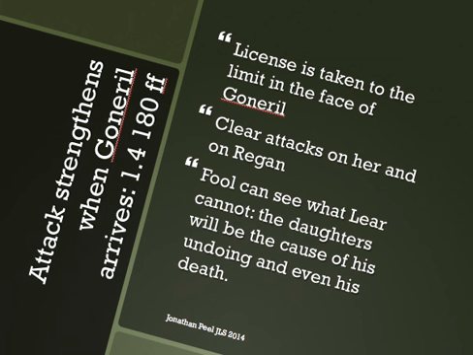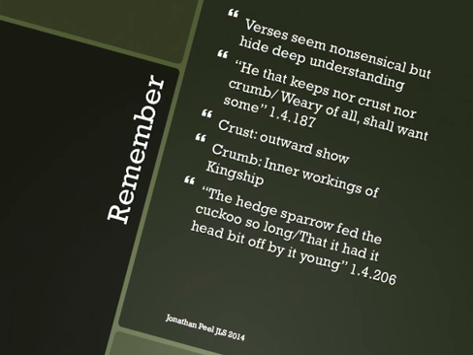Once Goneril arrives after line 180, he takes his license still further because he is able to attack both her and Regan. He seems to be able to see what Lear can't. The daughters are the cause of his undoing and will undoubtedly be the cause of his death. And he comes into this through these nonsensical verses. "He that keeps nor crust nor crumb, weary of all, shall want some."